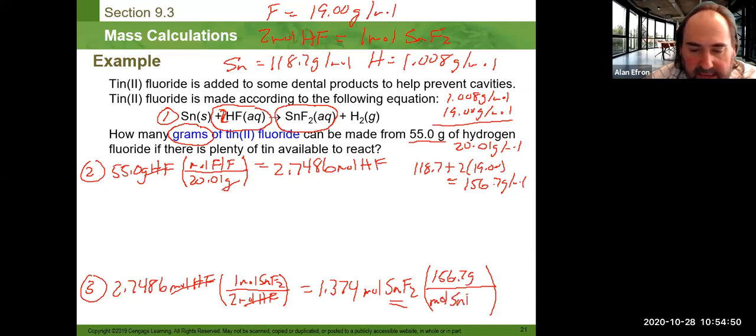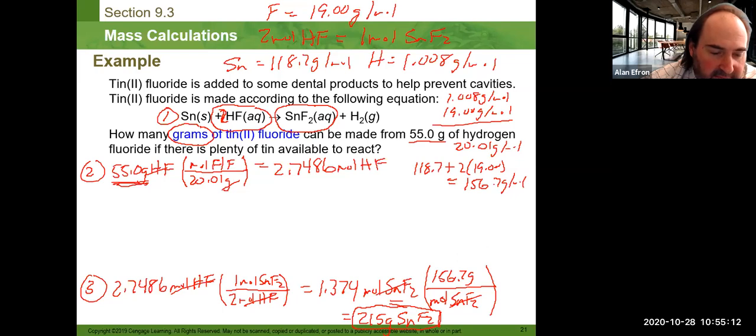So everything cancels out. Moles will cancel, and we will end up with 156.7. I'll try to punch it in the right way. That's going to give us something in the ballpark of about 215 grams of SnF2. In terms of sig figs, going back to our original number, which is usually a pretty safe bet in these calculations, the original number had 3 significant figures, so our end answer will have 3 significant figures. Since this is a product, that would also represent our theoretical yield.